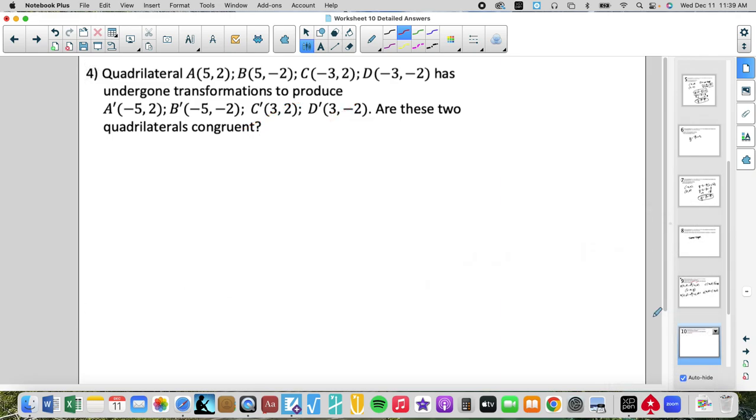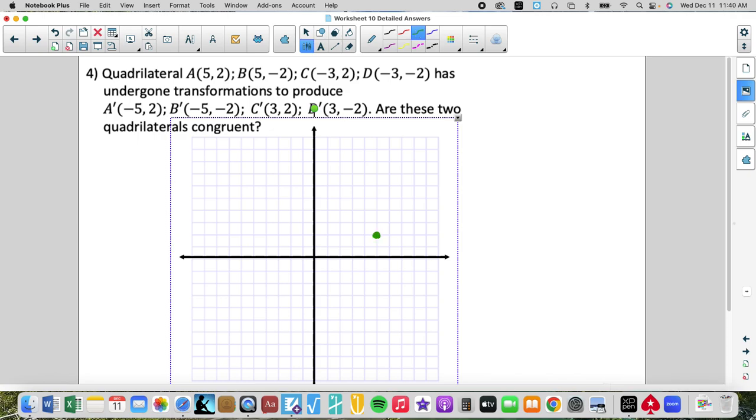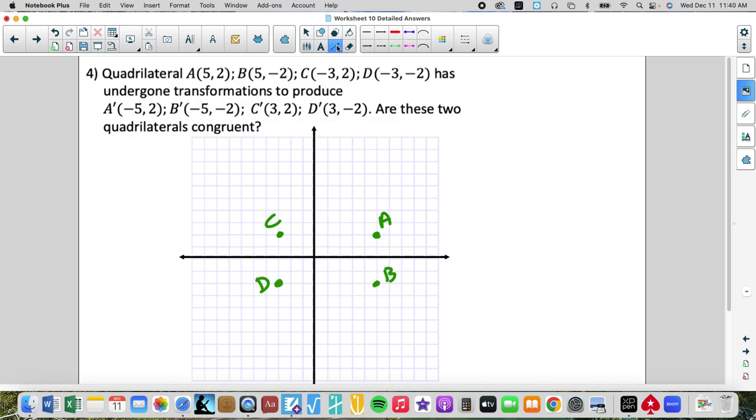So maybe the better way is plotting them on the same grid. We'll do A in green, (5, 2): 1, 2, 3, 4, 5, 1, 2. This is going to be A. B is (5, -2). C is (-3, 2). Okay. And D is (-3, -2). Now, notice the difference of perspective. I have a much better understanding of this quadrilateral now.